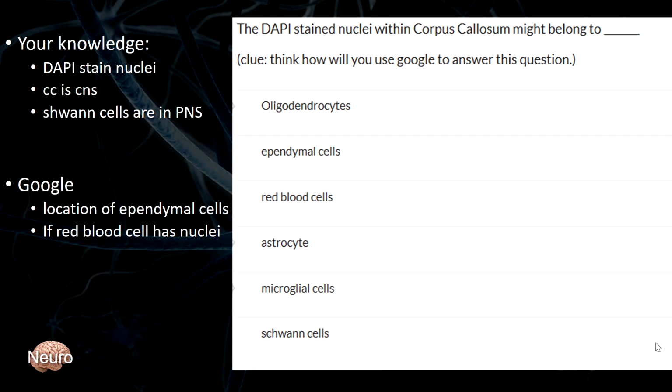And now you can use Google more efficiently. You can Google the locations of an ependymal cell, and Google tells you, okay, they are in ventricles. And then you know, okay, ventricles is not corpus callosum, so this is not the right answer. And Google will also tell you that red blood cell doesn't have nuclei. Now you should know that red blood cell is not the answer, because DAPI stains the nuclei, right?